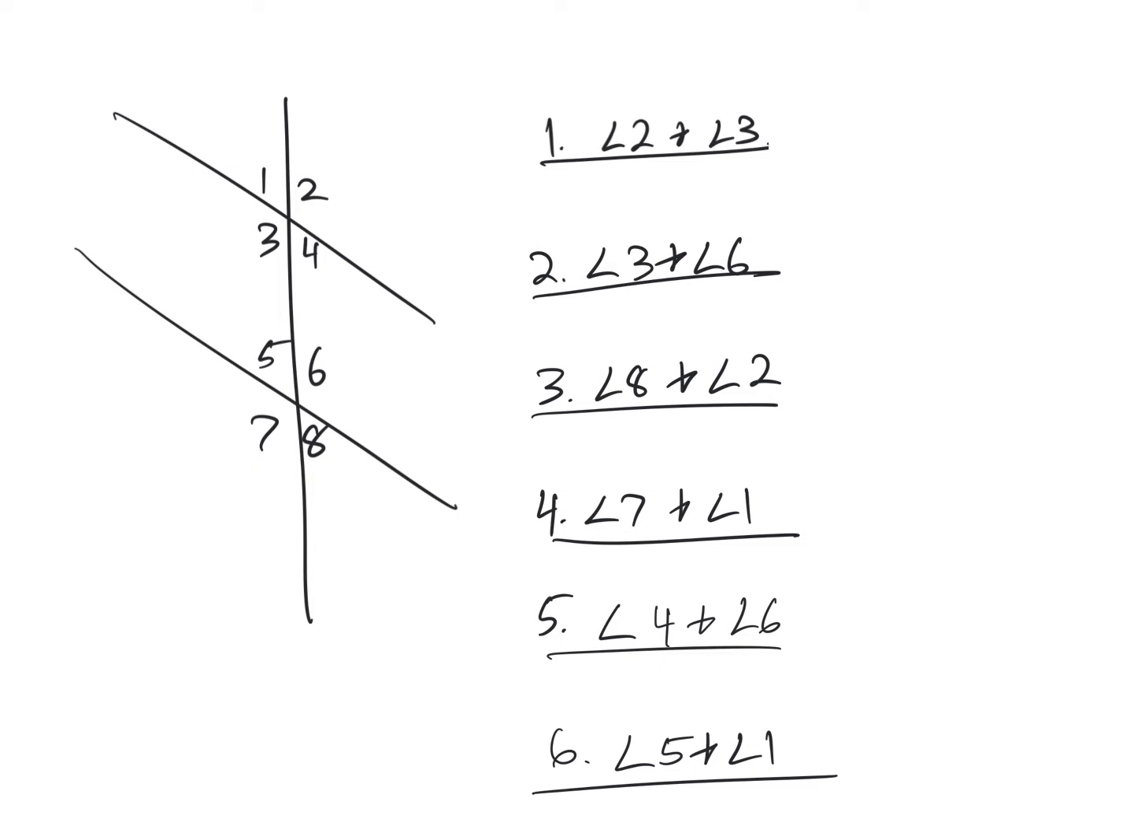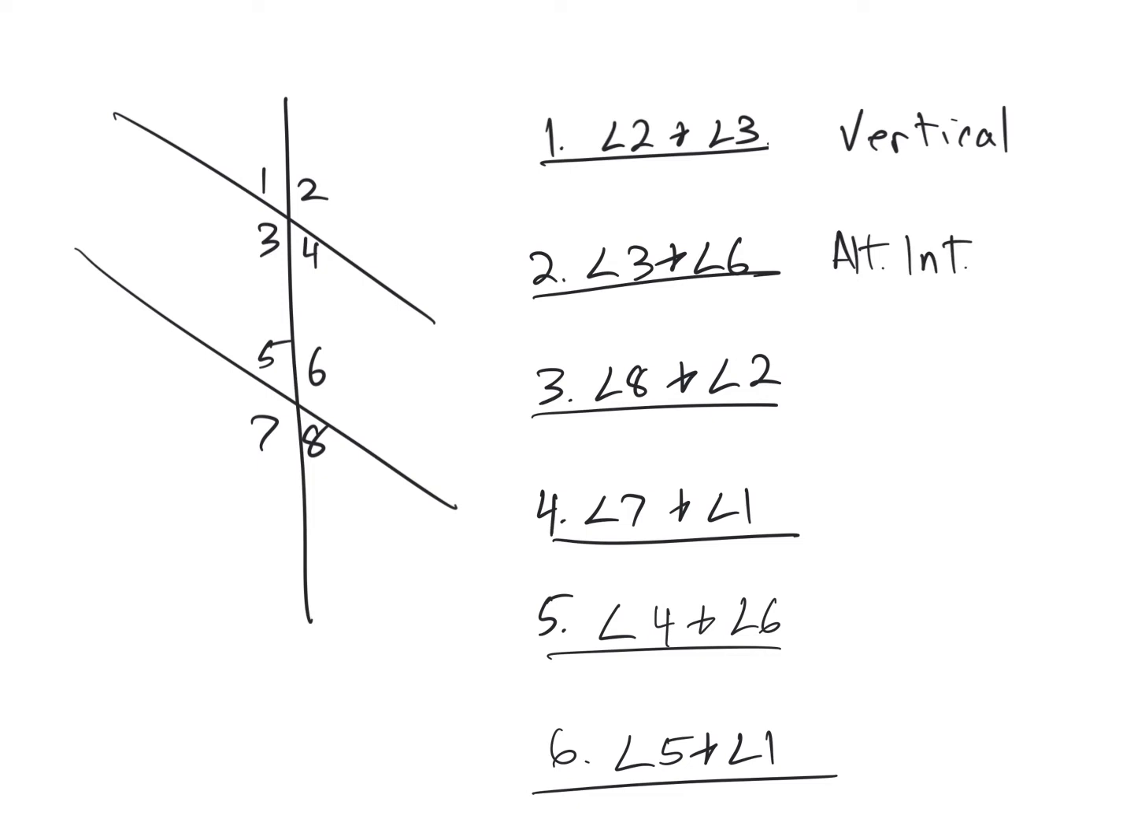So number 1, angle 2 and angle 3 are vertical angles. Okay? Number 2, angle 3 and angle 6. Look at your transversal. They're on opposite sides of the transversal, so it's alternate. They're both interior, so it's alternate interior angles.